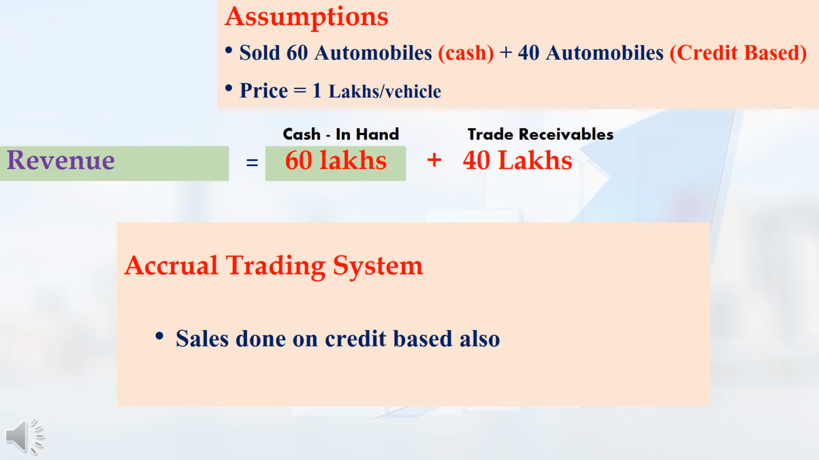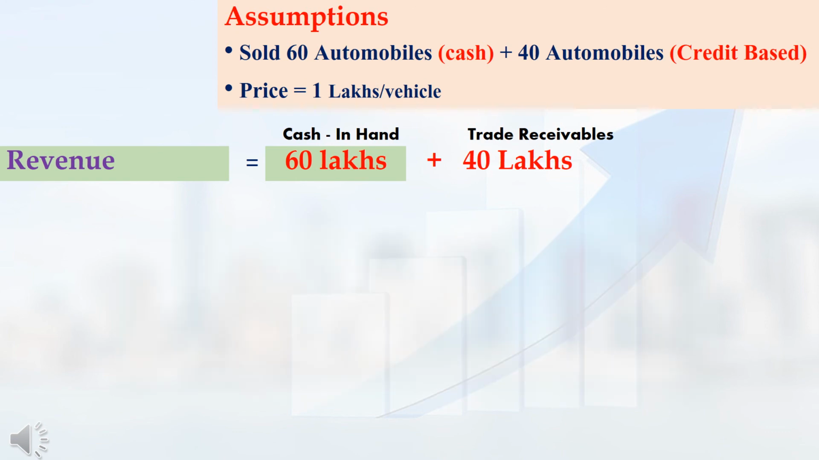In this accrual trading system, I received cash for 60 automobiles only. So, in my hand, only 60 lakh rupees will be available. The remaining 40 lakh rupees is considered as trade receivables. That is, in future, my company will collect the cash from those customers. In India, most companies follow this accrual trading system only. In my company, due to the accrual trading system, in my hand I have only 60 lakh rupees. The remaining 40 lakhs is trade receivable.